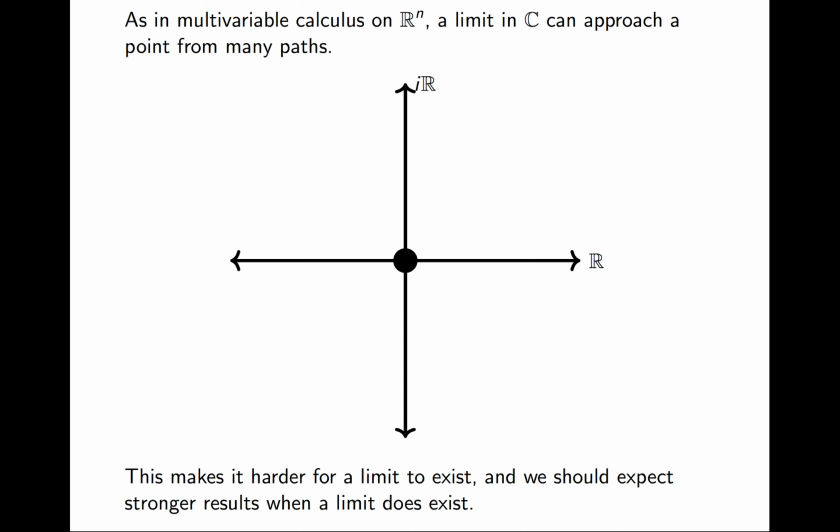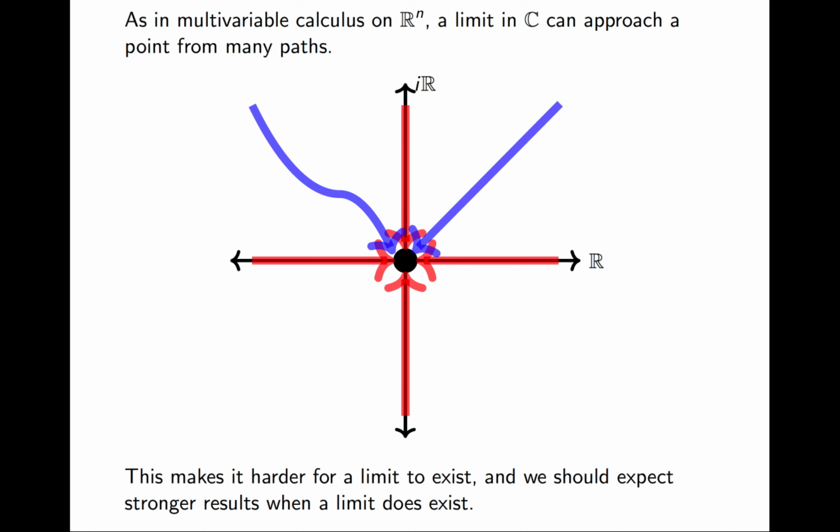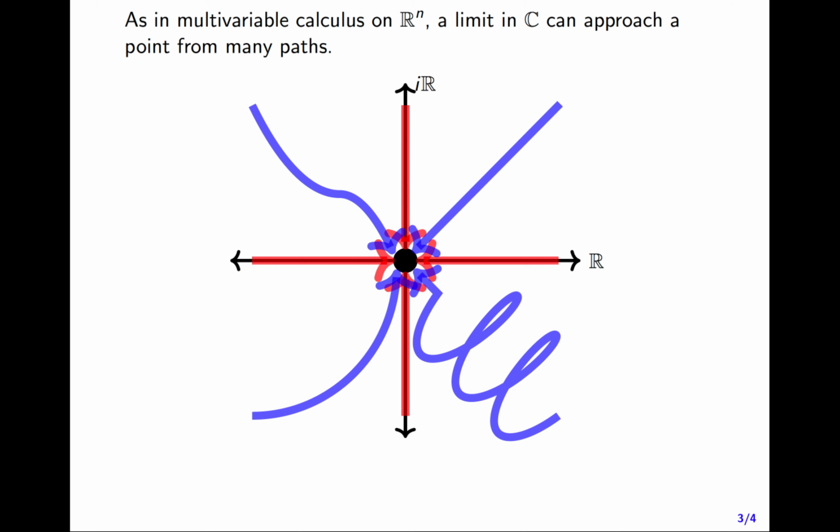If you want to consider the limit of a function approaching the origin, well, you'd have to consider it on this path, and this path, and this one, all your axes, but also this path, and this path, and this path, and this path. So the challenge is that if you want a limit to exist in the complex plane, you have to be assured that it exists no matter how you approach the point, and you can approach a point from many more directions in two-dimensional space than you can in one-dimensional space.